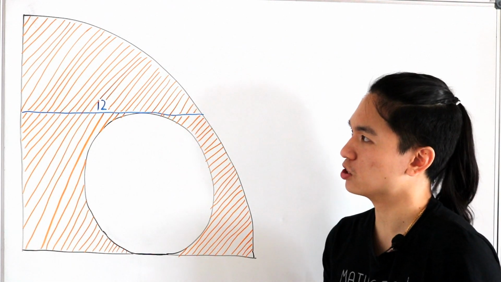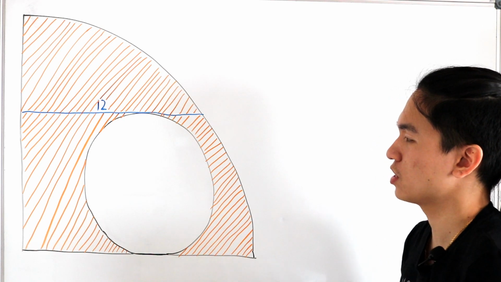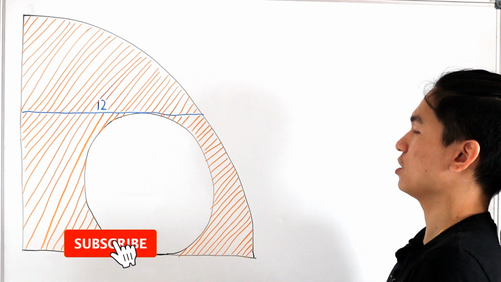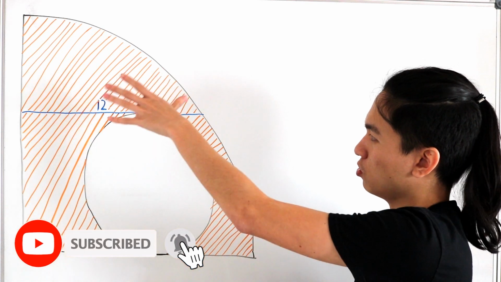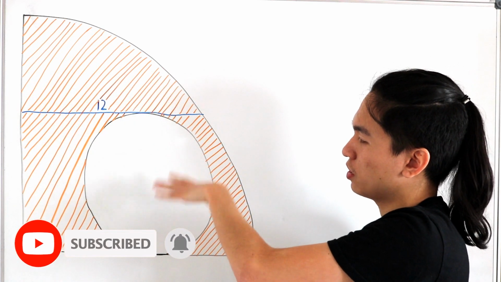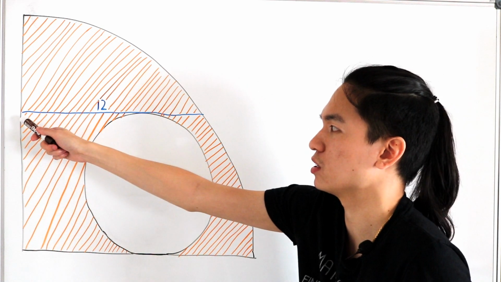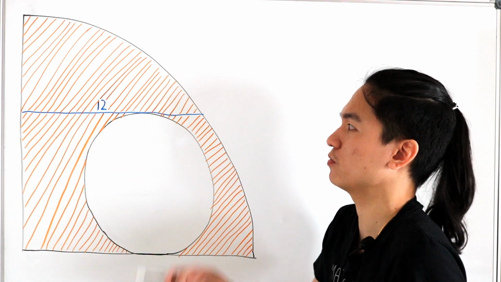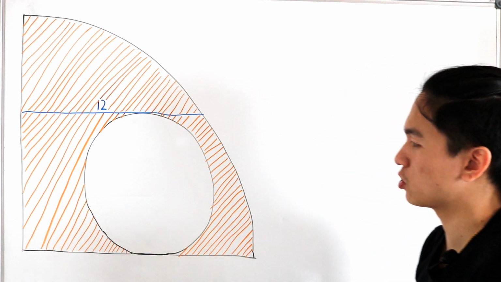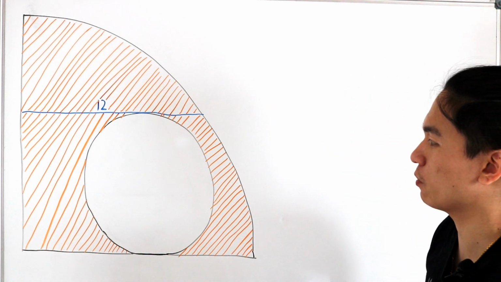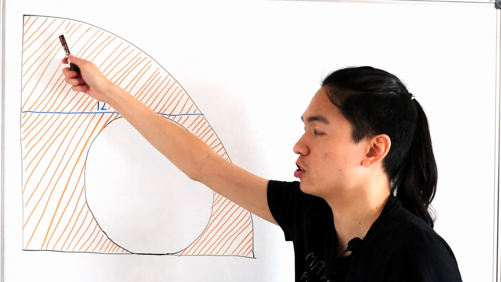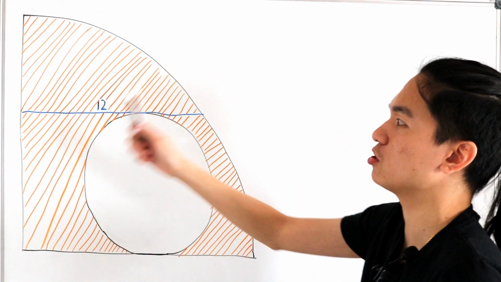So here we have a geometry problem. The construction is that we have a quarter of a circle, and inscribed in there is a full circle, and we have a tangent line where the length between this and this, well, chord specifically, is 12. And so the question is, what is the shaded area? So specifically, what is the area that is in orange?